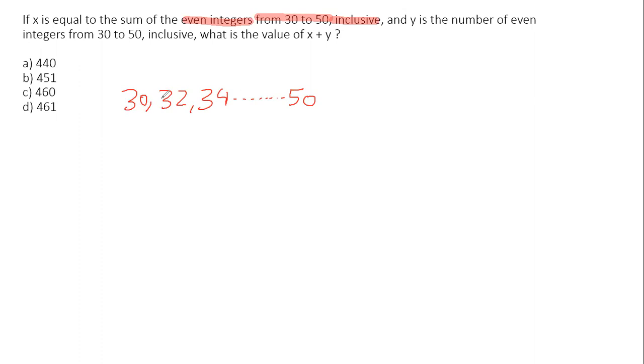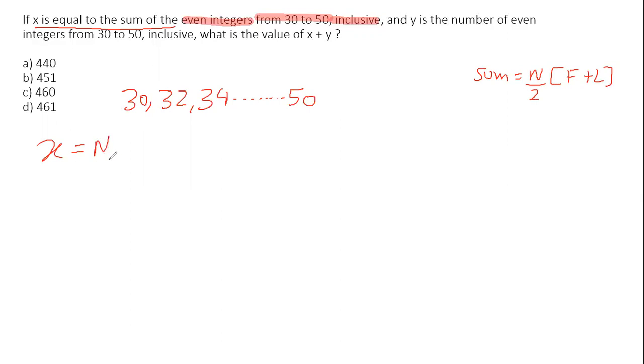So this series is nothing but an arithmetic progression. And they are saying that x is equal to the sum of this series. So x actually represents the sum, and I already told you the formula for the sum of an arithmetic progression, which is n by 2 times the first term plus the last term. That's the sum of an arithmetic progression.